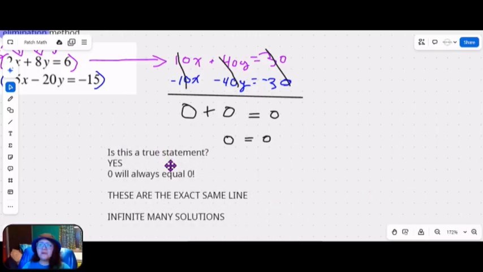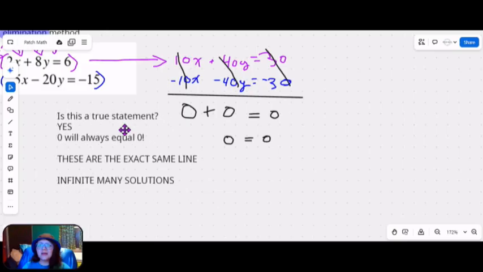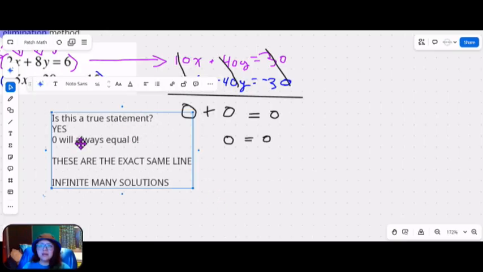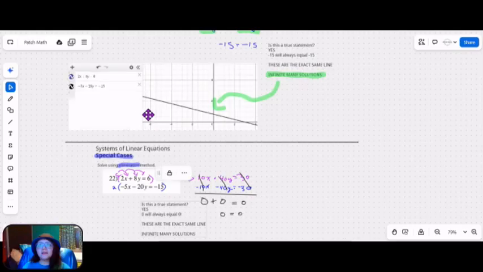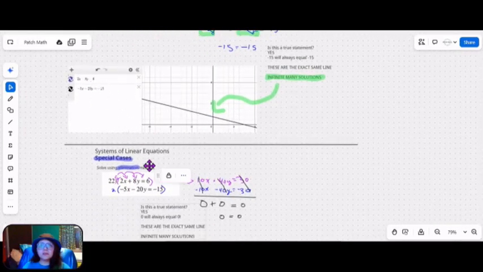As a result, these are the exact same line. They have infinitely many solutions. Two lines that are exactly the same intersect at every single point. Now, if we zoom on out, the graph in the last video is the same graph for this. If you look, that is the same line.